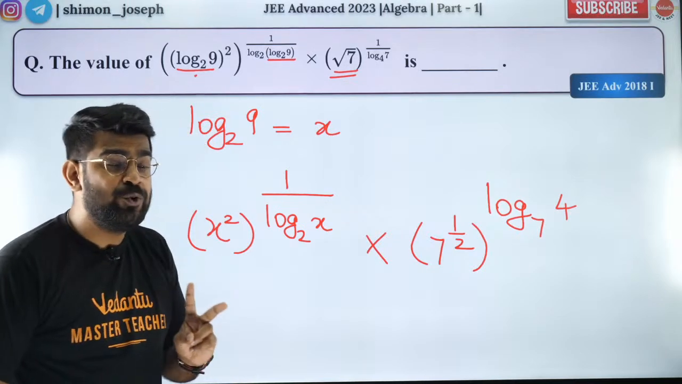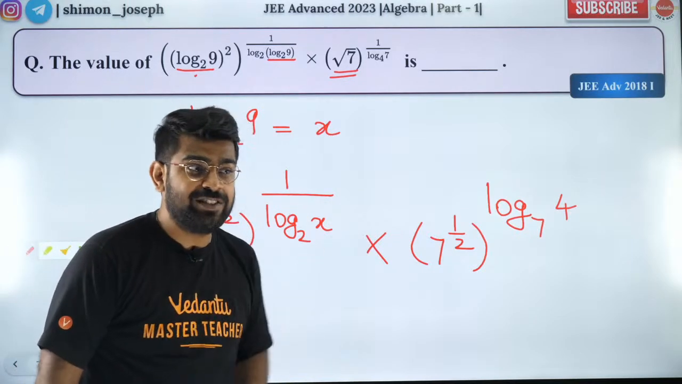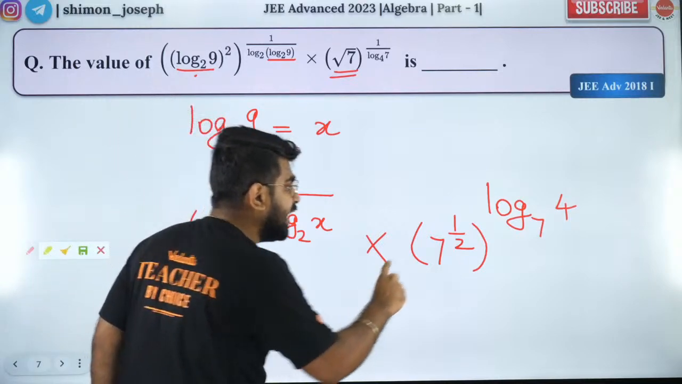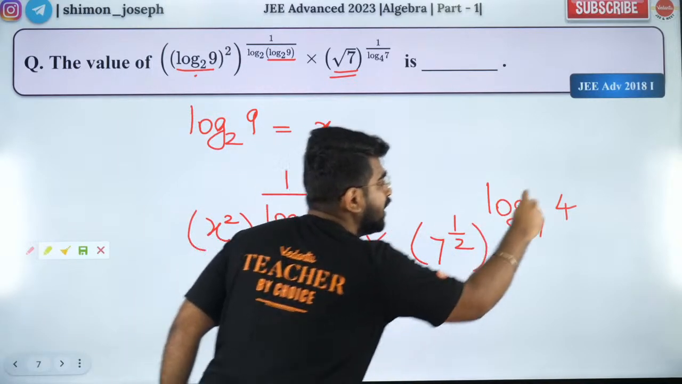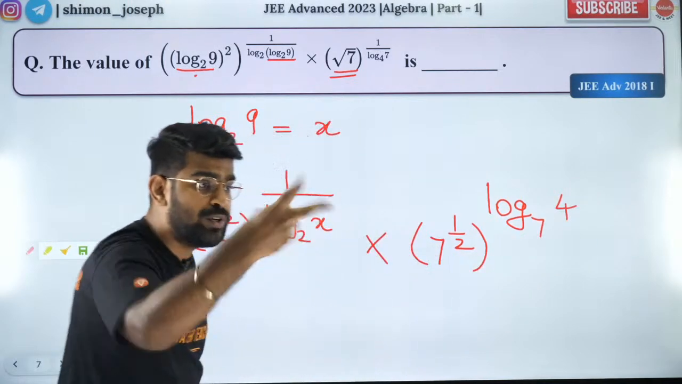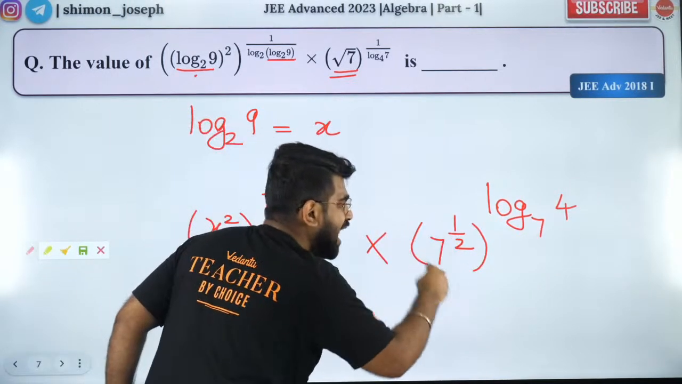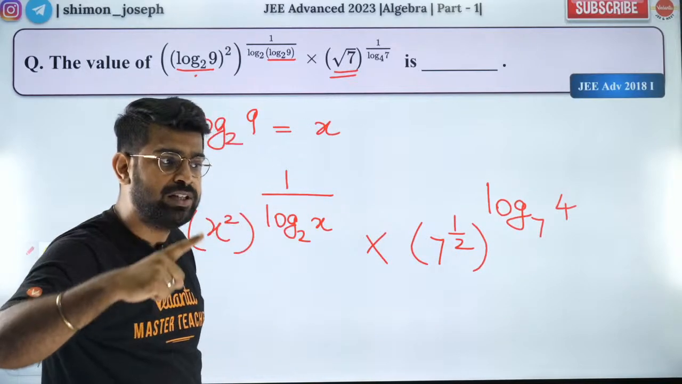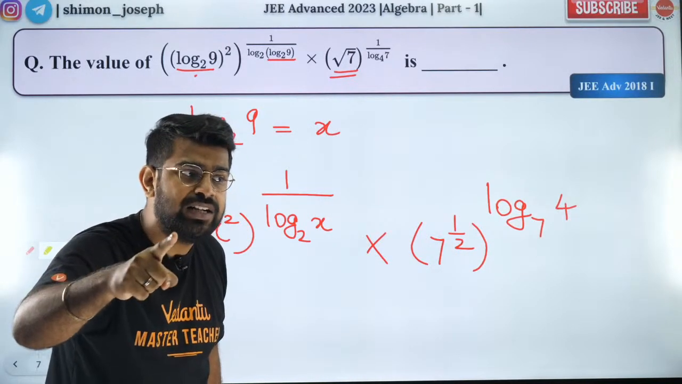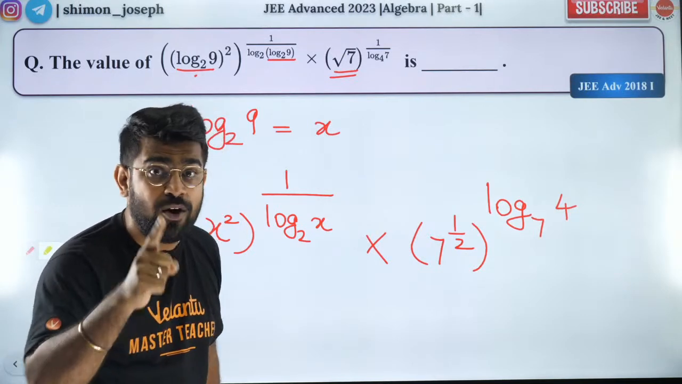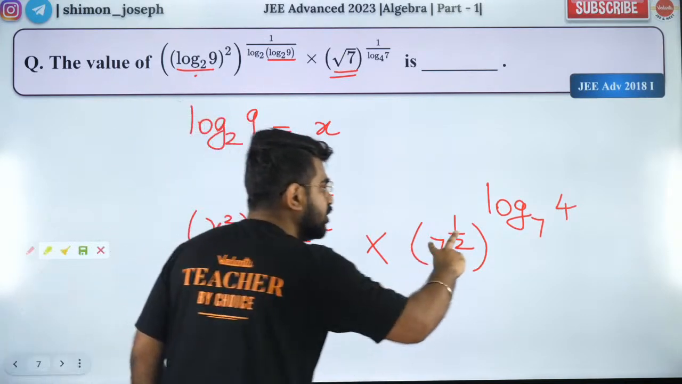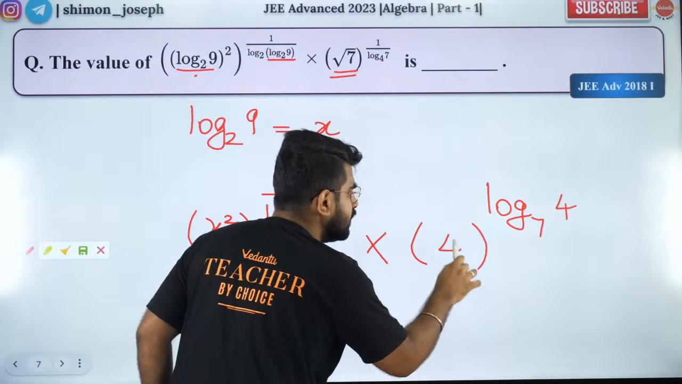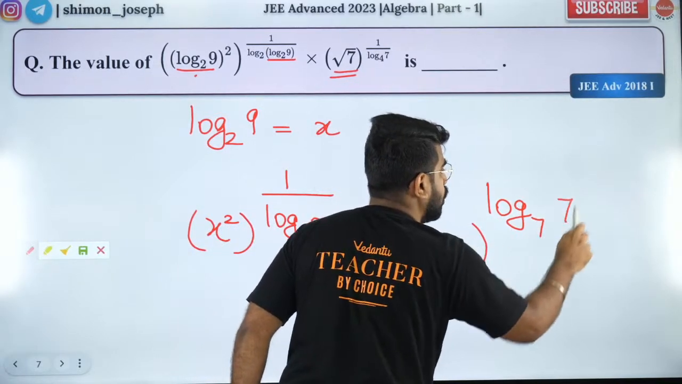Now I'm going to use the second property which I taught you. What is the second property? I'm going to interchange this 7 power half and 4. You can switch them, I'm going to replace them. Is that okay? That's allowed now. That is what I taught you guys. I hope all of you are cool with it. So this and this, let's switch it. So 4 will come here, and 7 to the power half will go there.